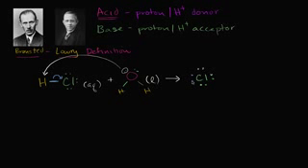It also grabbed those two electrons right over there, so it gained an extra electron. It now has a negative charge. It is now the chloride anion. So it has a negative charge.